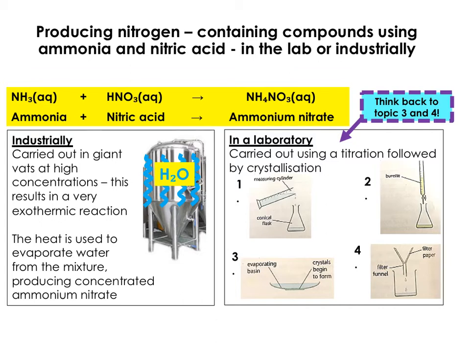In the laboratory, we would be able to do it using something that you did as a core practical for the paper 1 side of the course, which was a titration, and then a crystallization. So actually, that's a combination of two of the core practicals you did. You made crystals of a soluble salt, and you did a titration. Titration allows us to be much more accurate and to be careful in the quantities that we use, and obviously the crystallization is a way of getting the final product at the end.